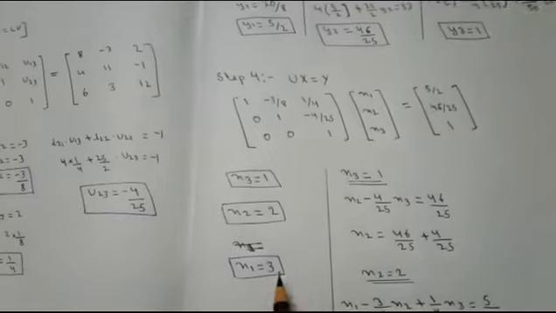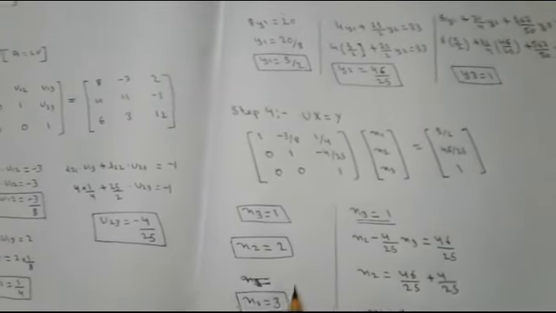So the values of x1, x2 and x3 are 3, 2 and 1. So this is our answer.